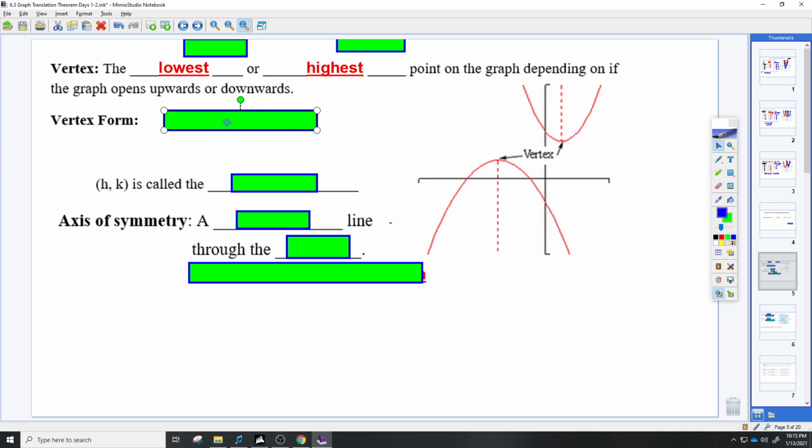Vertex form. So that's what we've been dealing with in the very last 3 set of problems that we just did. It's called vertex form. And this is what it looks like. We have y equals a times, in parentheses, x minus h, squared, plus k.